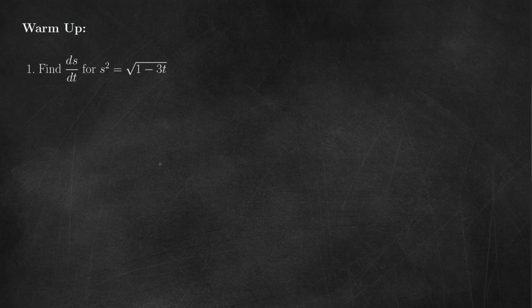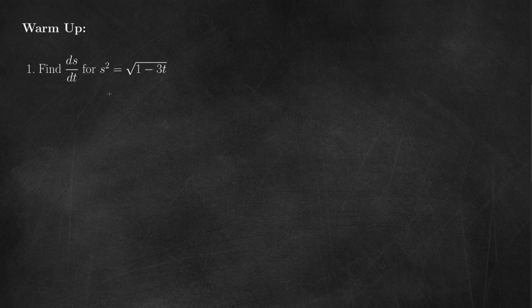Hello, in this video we're going to use implicit differentiation to solve related rates problems. For our warm-up, we're going to start by finding ds/dt for s squared equals the square root of 1 minus 3t.